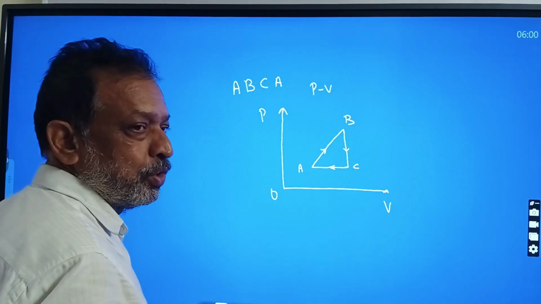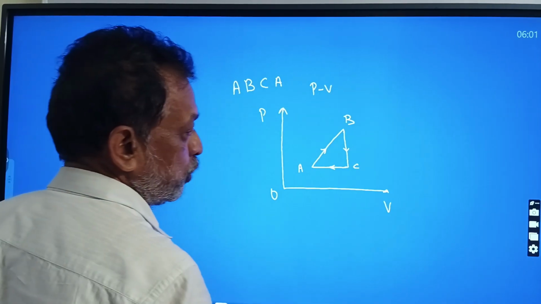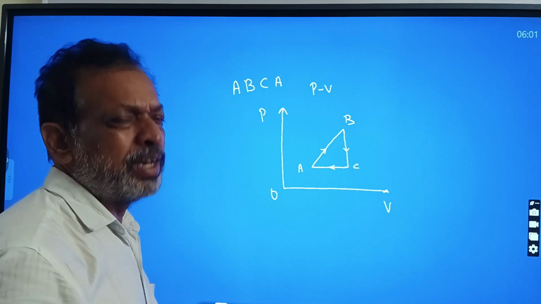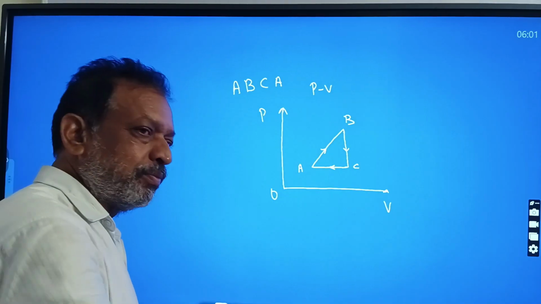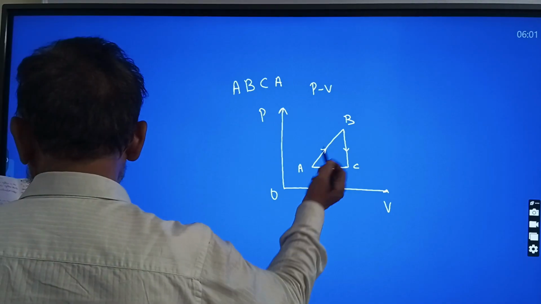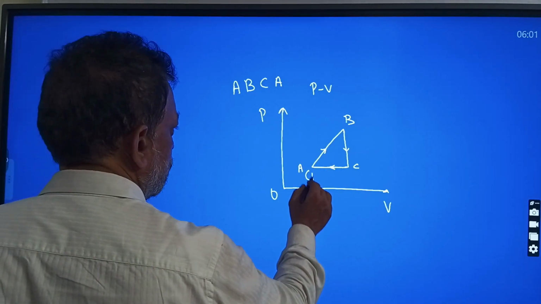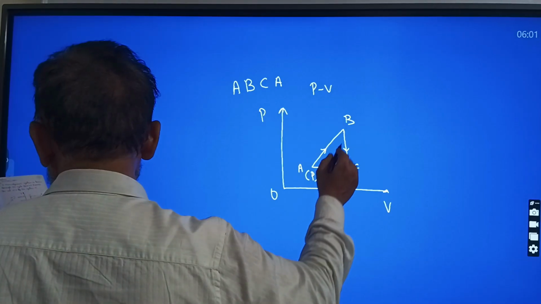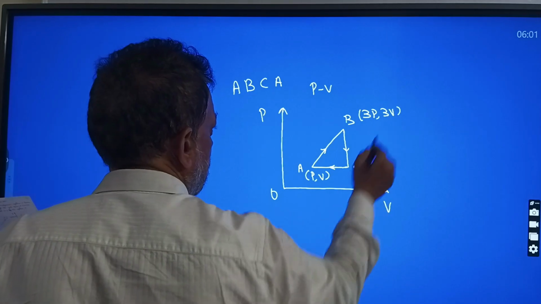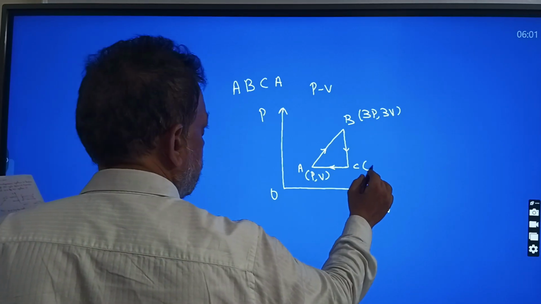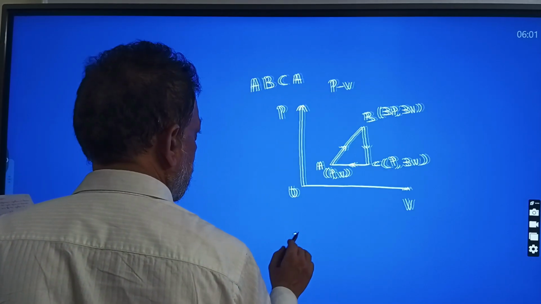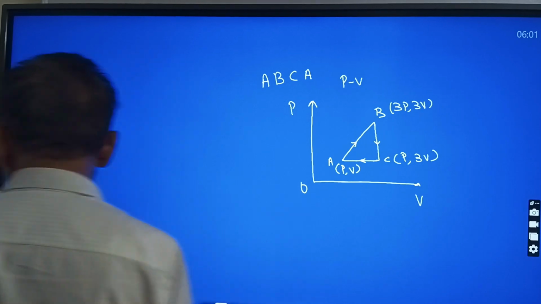So what is the work done, positive or negative? Positive. First we have to do that also. Sign is most important. Clockwise means positive, anti-clockwise negative. It's very simple. Screw going inside, screw coming out negative. Now the coordinates of A is P comma V. The coordinates of B is 3P comma 3V. The coordinates of C is P comma 3V. That's it. So you want to find what is the work done.